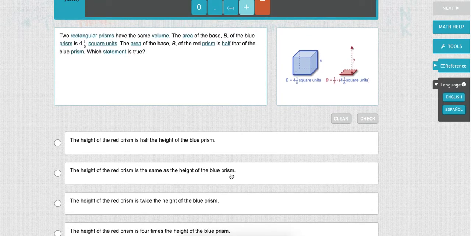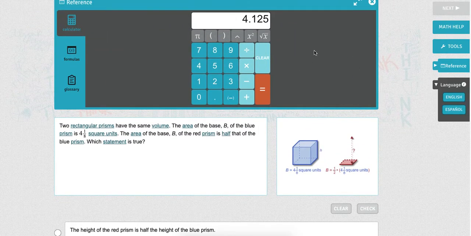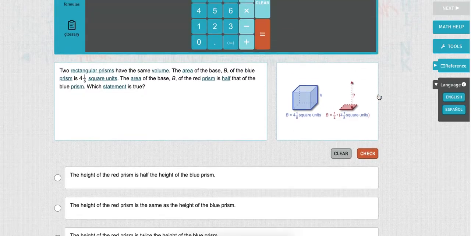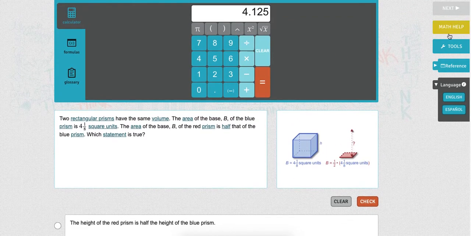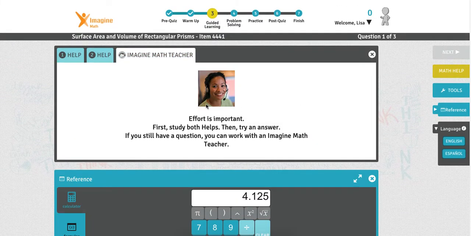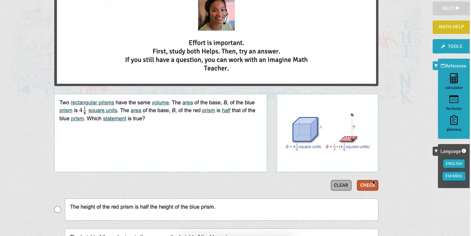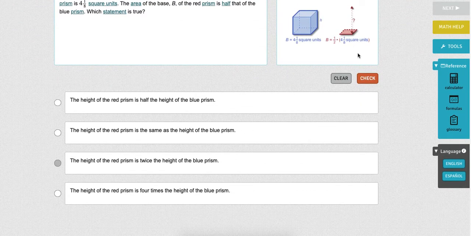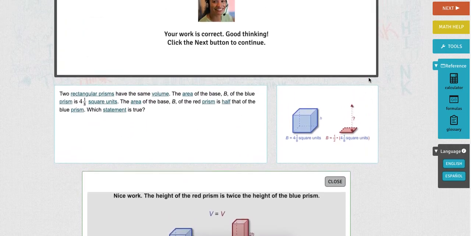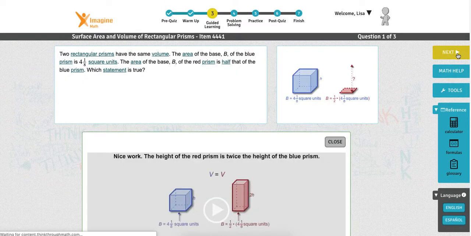Well, if I'm remembering correctly, when I did my math, I multiplied by 2, meaning that I doubled the height. So that would be twice the height. But if I'm still struggling, I can always ask the math help for the teacher portion. Again, you have to try first, but then you could go to the teacher if you needed it, okay? But I'm pretty sure it's this one, so I'm going to check. All right, nice, we got one right. Okay, we're going to move on to the next question.